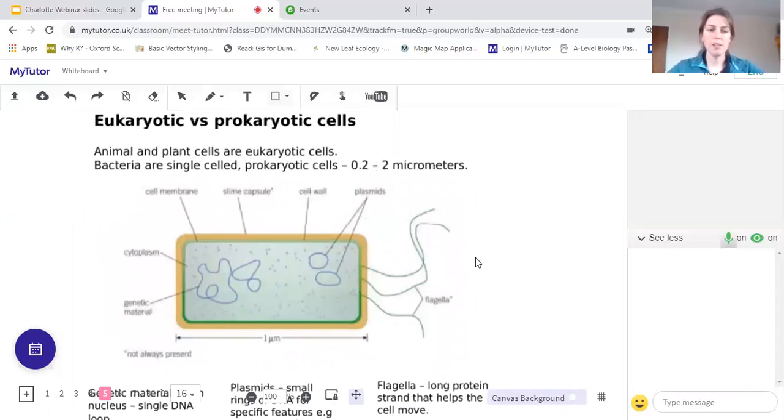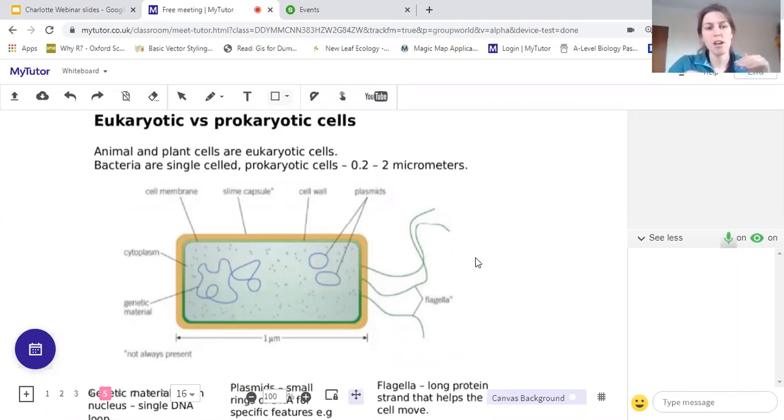So both plant and animal cells are described as eukaryotic cells. Eukaryotic cells all have a nucleus, that's where they store their genetic material, and all have those features of plant and animal cells that we just talked about. Bacteria, however, are very different.